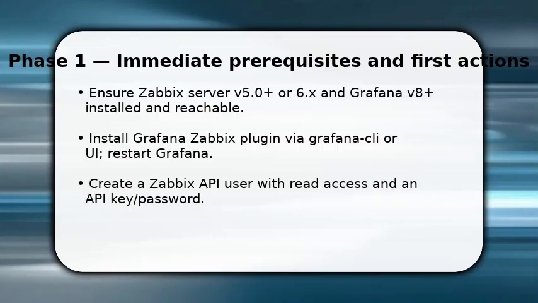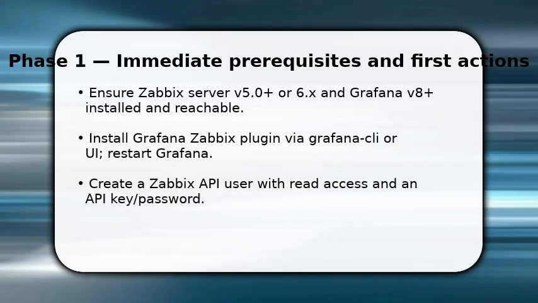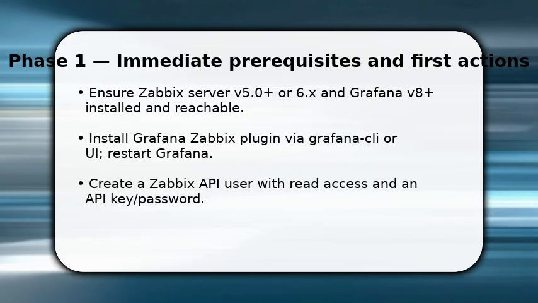You begin after prerequisites, confirm Zabbix and Grafana versions, and that ports are open. First, install the Grafana Zabbix plugin using Grafana CLI or the UI, and then restart Grafana. This enables the data source type.